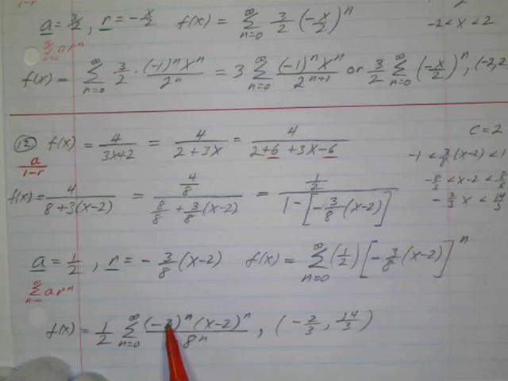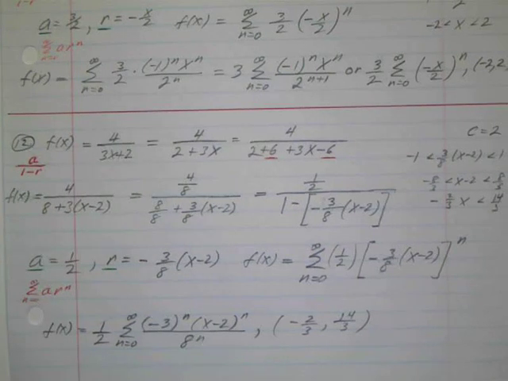You could always make this 3 to the n, and then you could make this negative 1 to the n also. There's all kinds of ways you can do it, but this is satisfactory. Okay, so take a look at that. I hope that makes sense. And once you get the hang of it, like I said before, these aren't too bad.